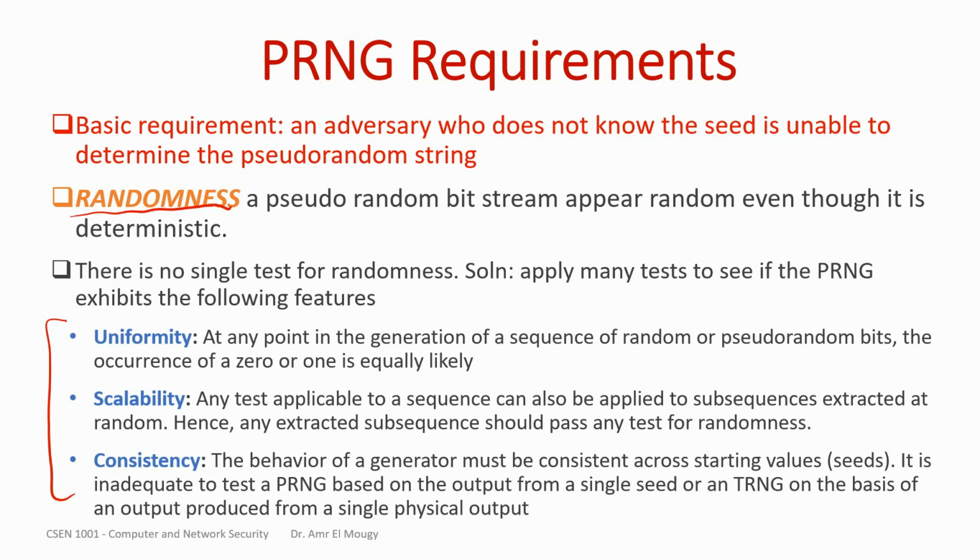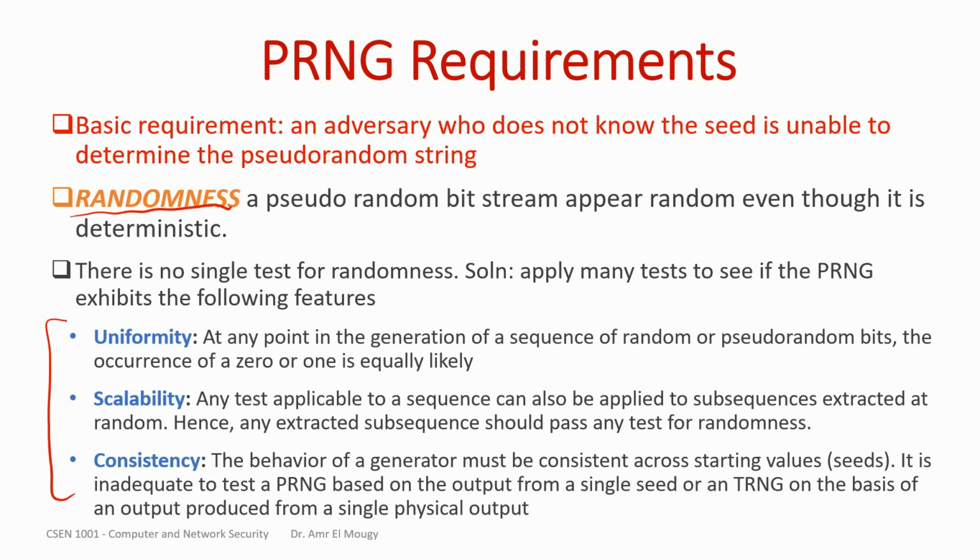The next property is scalability. If you can actually generate 100 bits, and these 100 bits appear to be random, then if you take as a sequence 50 bits, a subsequence, they should also appear to be random and should also exhibit the same properties. The final property is consistency. That means the fact that the pseudo-random number generator appears to be truly random should not depend on a particular seed.